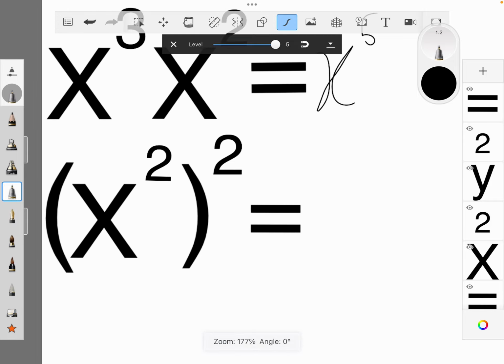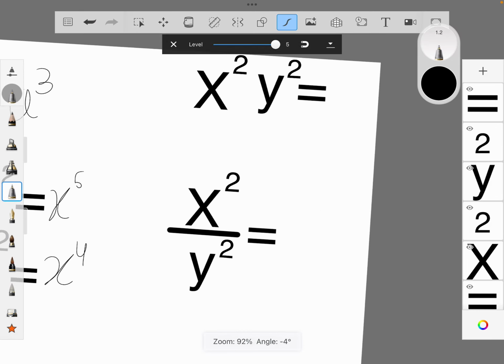Now here comes the tricky one. x to the power of 2, to the power of 2. For this, it's a lot simpler than you think. It's just x to the power of 2 times 2. And 2 times 2 is 4.